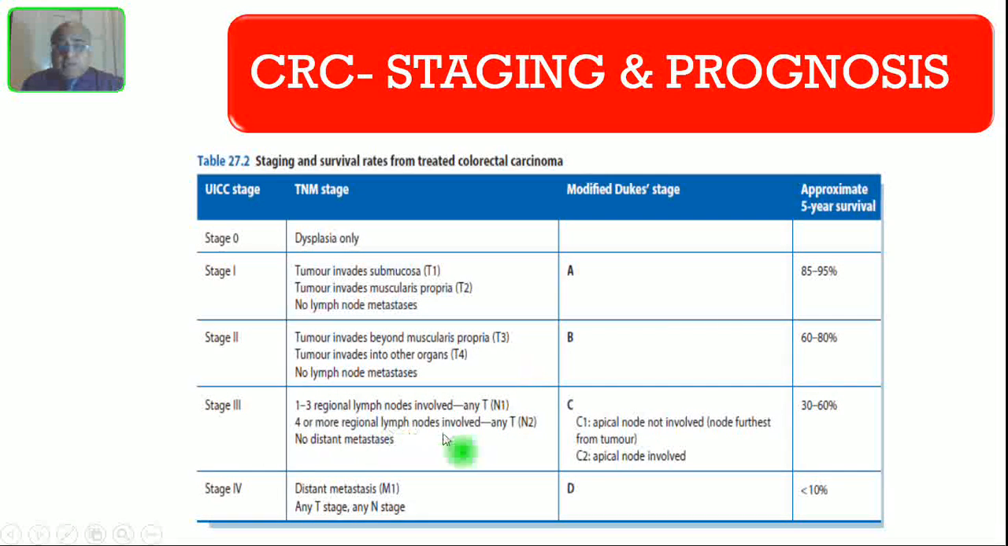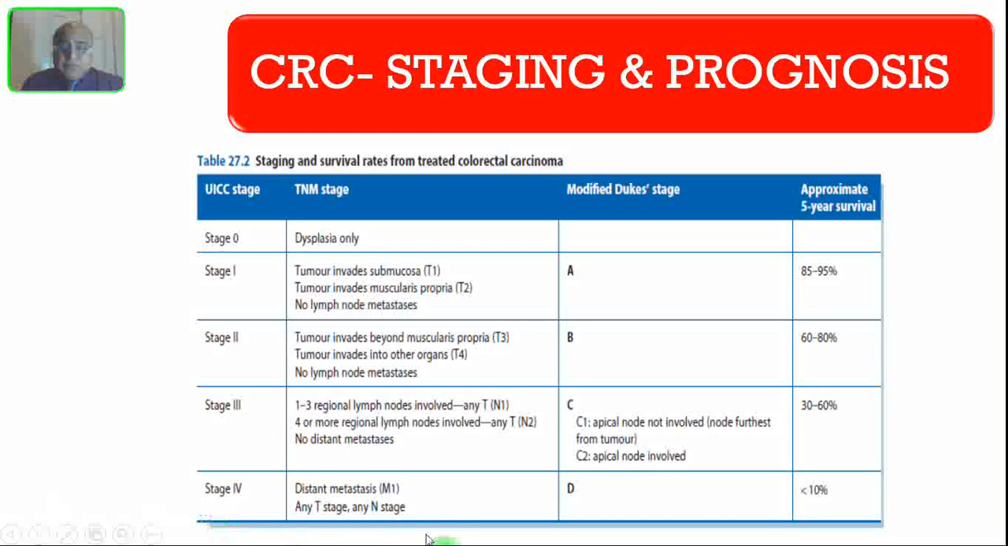So 4 or more regional lymph nodes involved and any T, it is N2. And there is no distal metastasis. Whereas in C grade, that is C1 is apical node not involved, and in C2 apical nodes are involved. So in this group, stage 3 or grade C, the survival rate is only 30 to 60%.